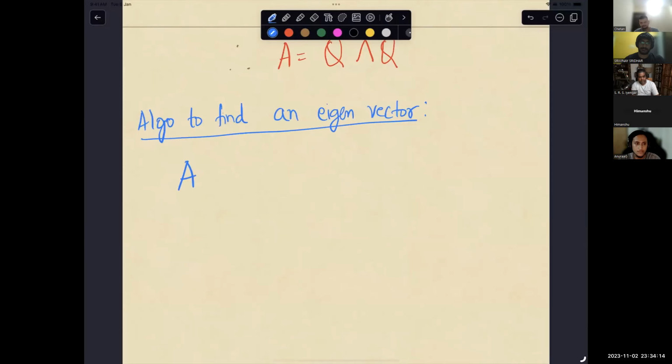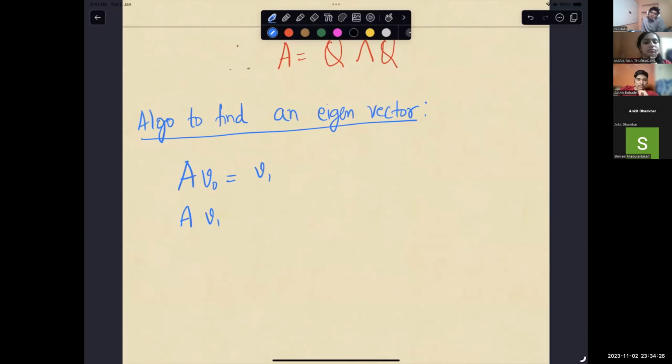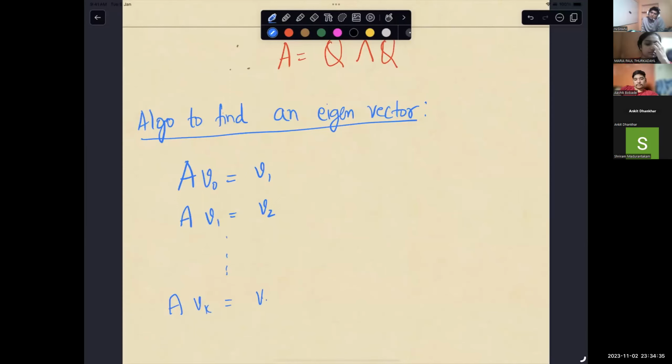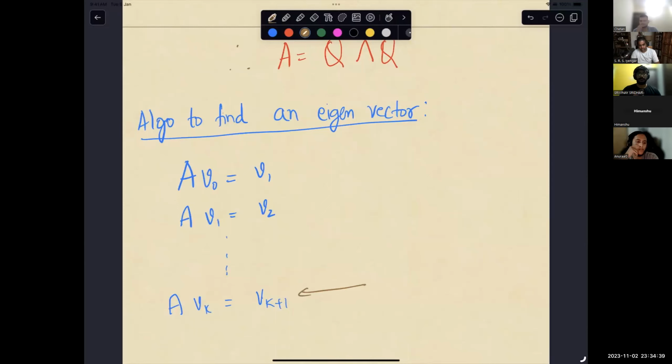Take a matrix A, apply it on V. You get some vector, right? Call it V1. Take the matrix A, apply it on V1. Whatever you get, call it V2. As you keep doing this, some K times, you will get the eigenvector. This is the world's simplest algorithm, in my opinion.